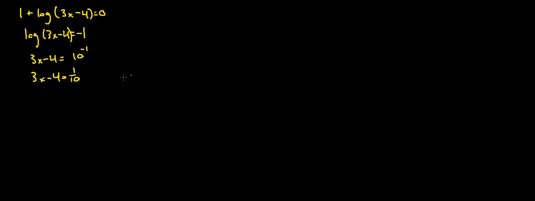Now I add 4 to the other side. 4 is the same as 40 over 10. So I'll write this as 41 over 10. And then I divide by 3. And I'm left with my final answer. So that is that. On to the next one.